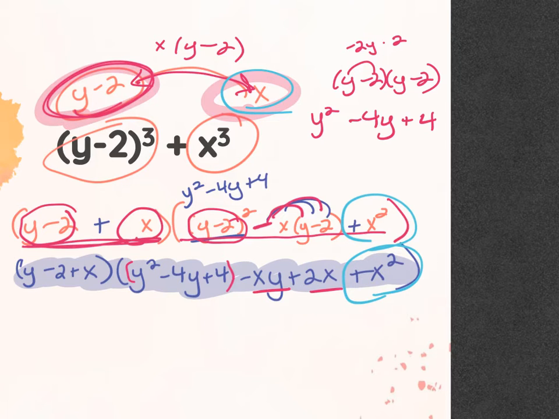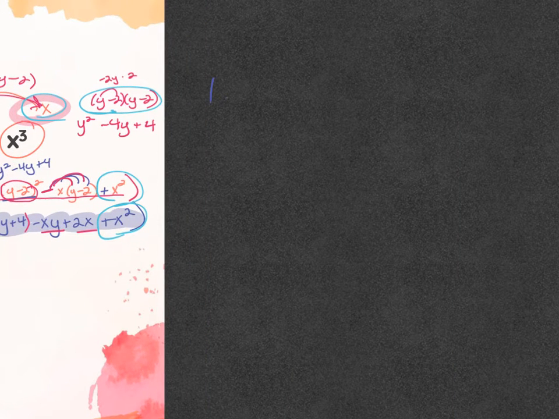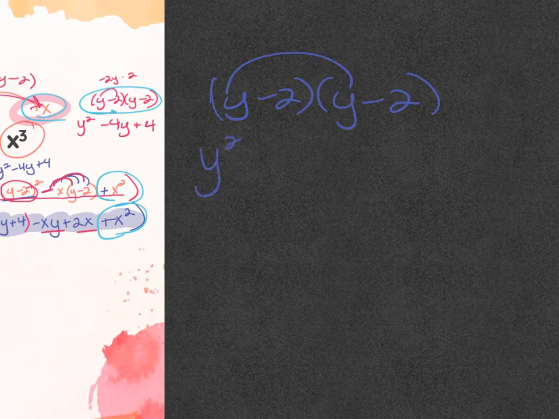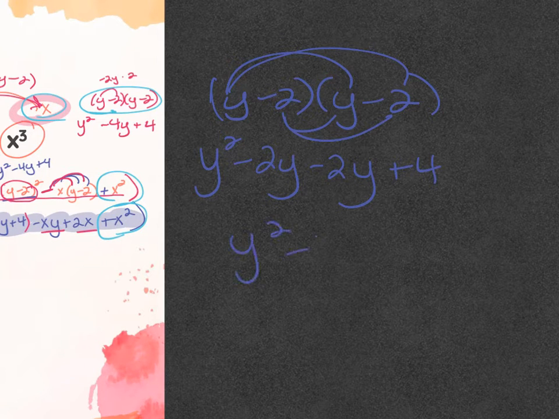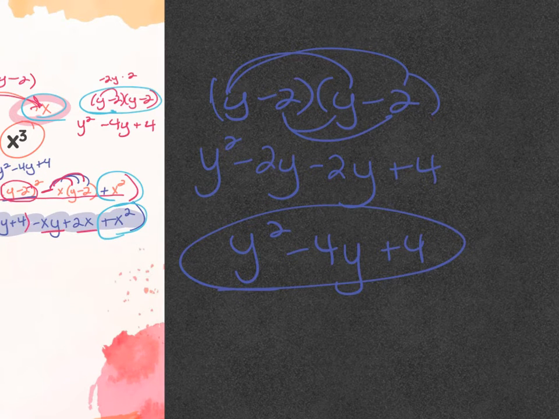Most of the time, oh, go ahead. Sorry, I don't understand where you got the plus 4 from. Plus 4. So when I expand this, if you don't do the shortcut, right, you've got to FOIL it. Oh, okay. Y minus 2 times y minus 2. So it'd be y times y, negative 2y, negative 2y, plus 4. So it becomes y squared minus 4y plus 4. Okay, thank you. You're welcome.